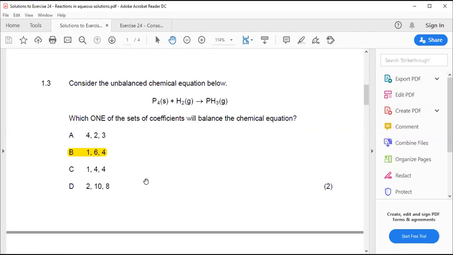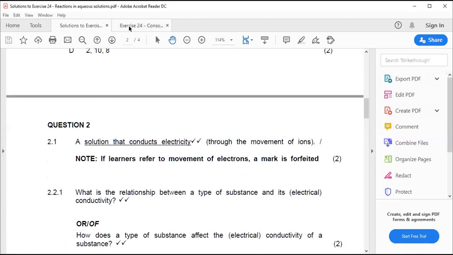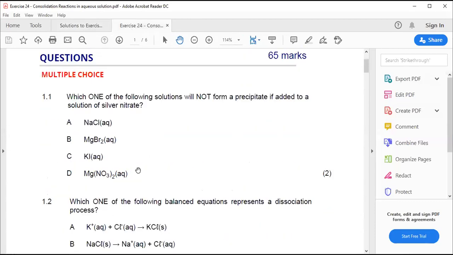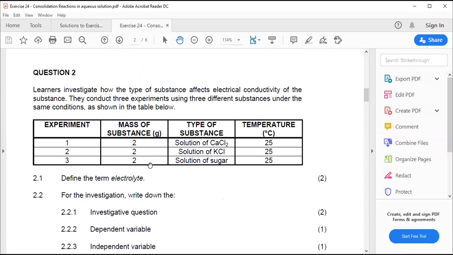So those were the 3 multiple choice questions that I gave you. Right, we move on to the next question, which is your long questions here. We are given, learners investigate how the type of substance affects the electrical conductivity of a substance. They conduct 3 experiments using 3 different substances under the same conditions as shown in the table below. So you're given experiment 1, 2, and 3.